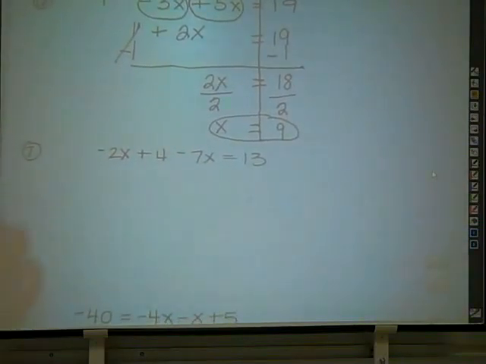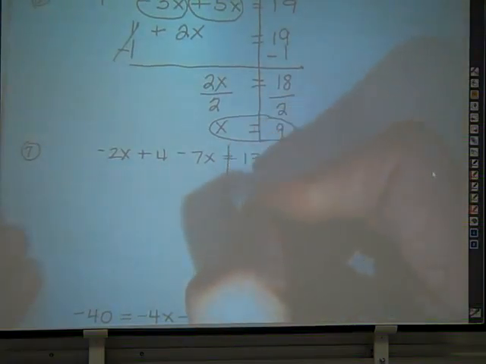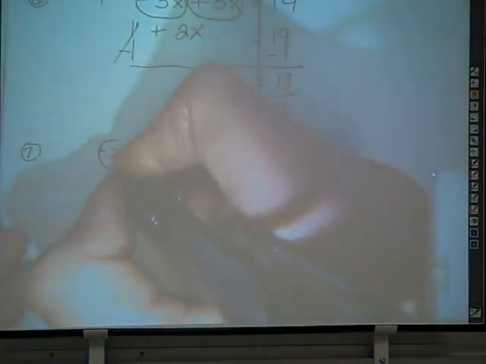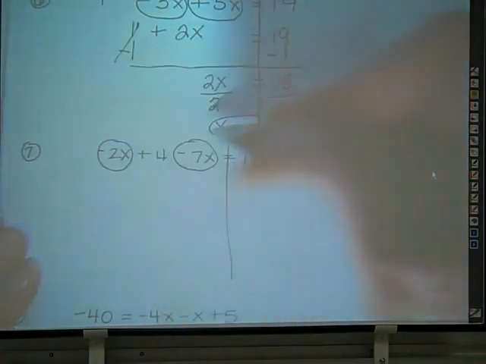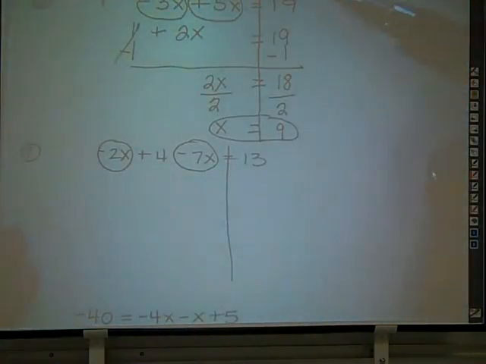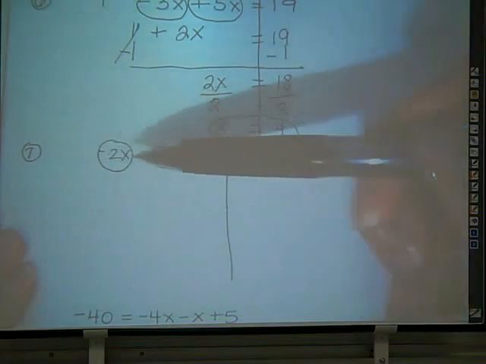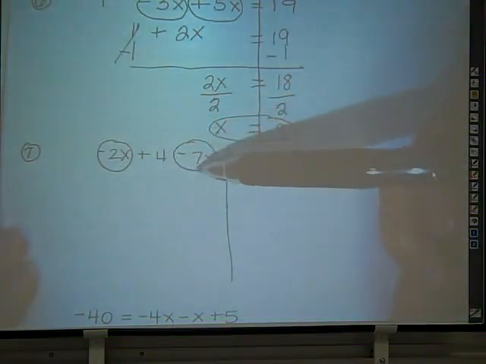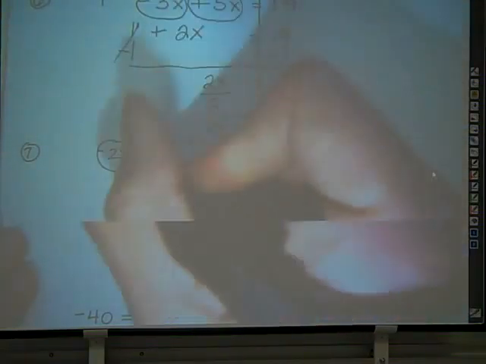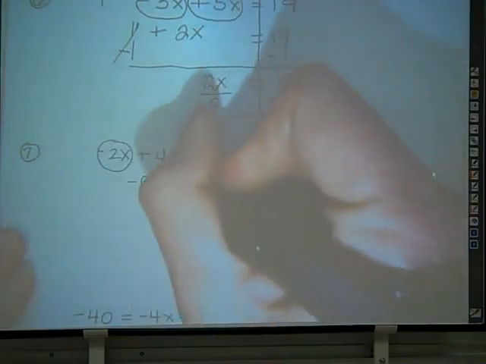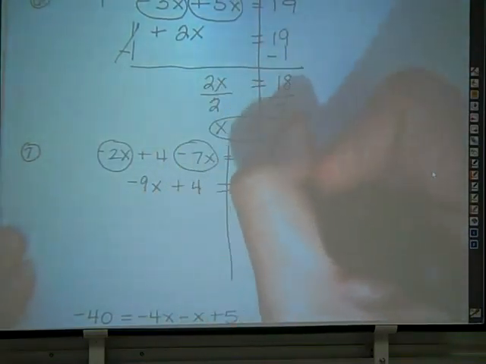Number 7. We are going to draw our line. Circle your x terms. Notice the x terms are on the same side of the equation. So, negative 2 plus negative 7 is going to be negative 9x. Everything else, just rewrite.